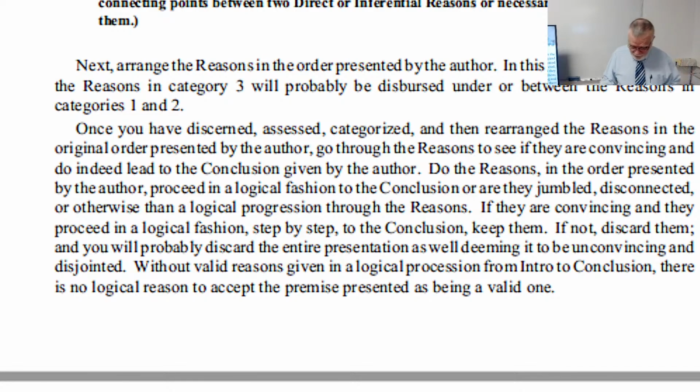Yeah. Next, arrange the reasons in the order presented by the author. In this portion of the process, the reasons in category 3 will probably be dispersed under or between the reasons in categories 1 and 2. And then here's a long section here. Once you have discerned, assessed, categorized, and then rearranged the reasons in the original order presented by the author, go through the reasons to see if they are convincing and do indeed lead to the conclusion given by the author. In other words, think about your thinking while you're thinking, and think about what the person's saying.